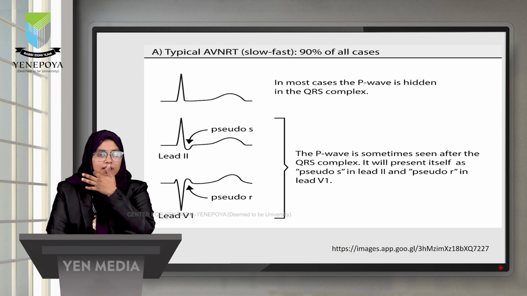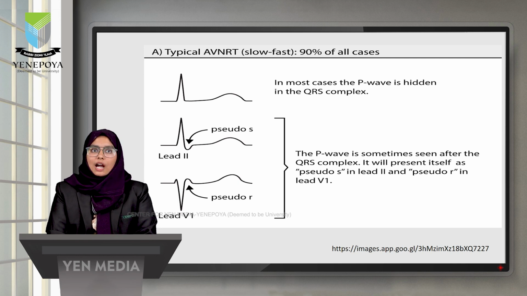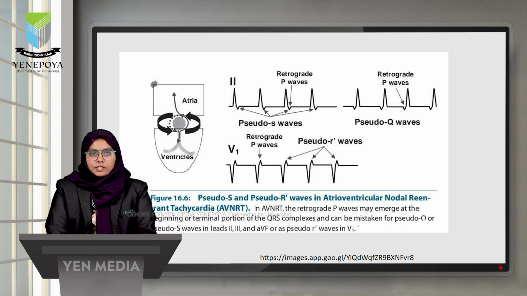Next, in some cases you see a pseudo S in lead 2, or a pseudo R dash in V1. That is, the P wave is sometimes seen after the QRS complex. It will present itself as a pseudo S in lead 2 and pseudo R dash in V1. So this is pseudo S and pseudo R dash wave in AVNRT.